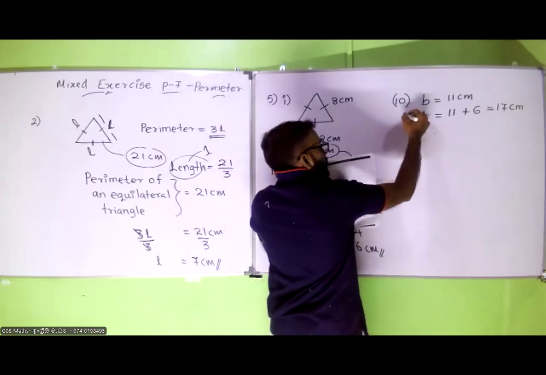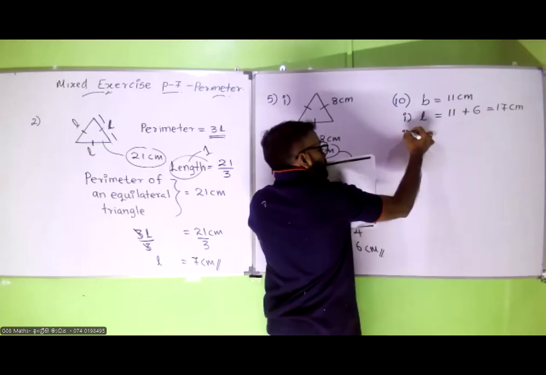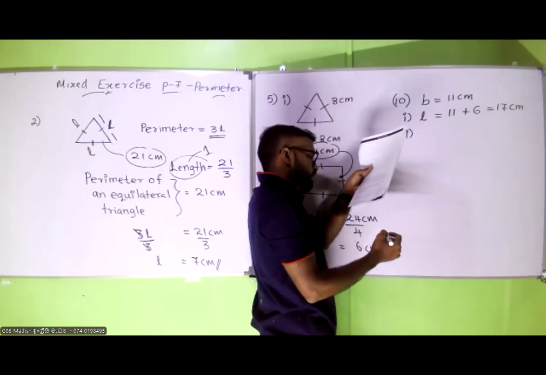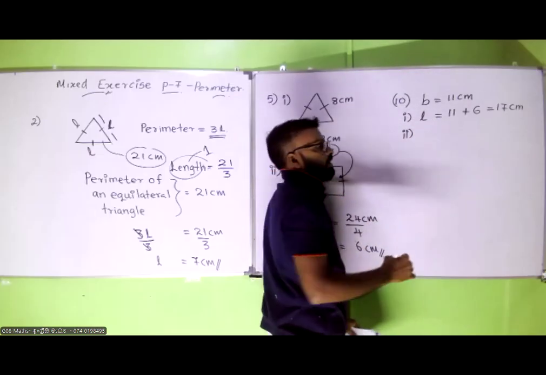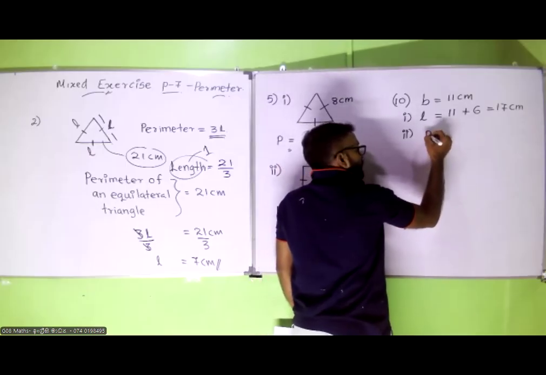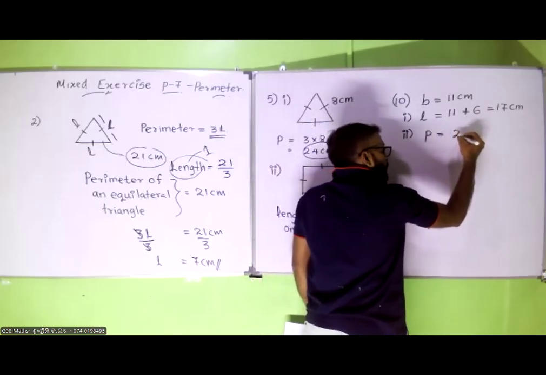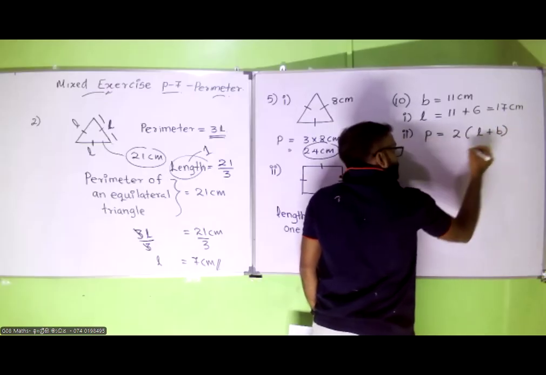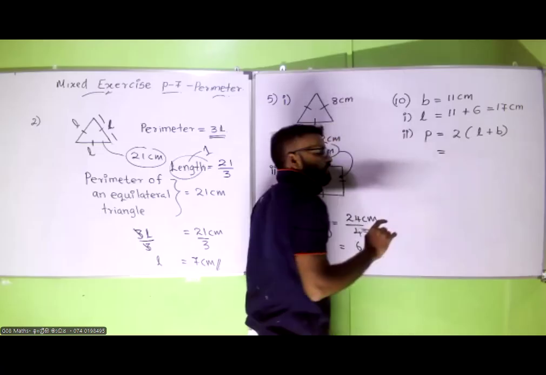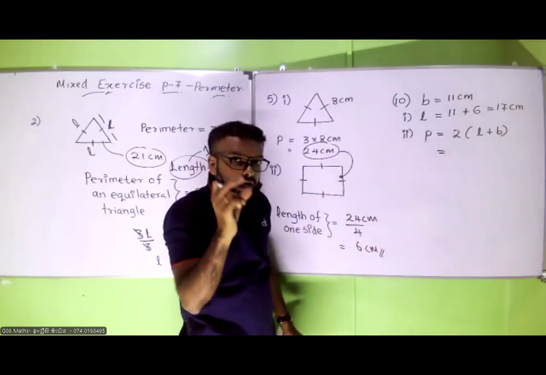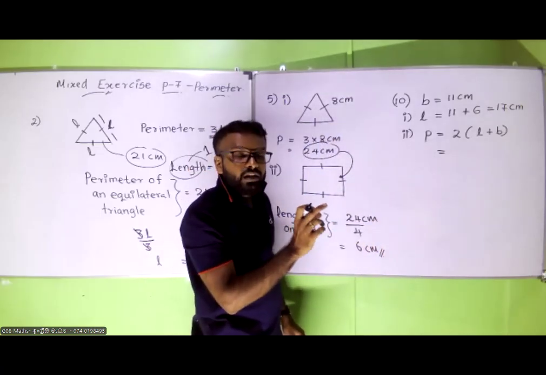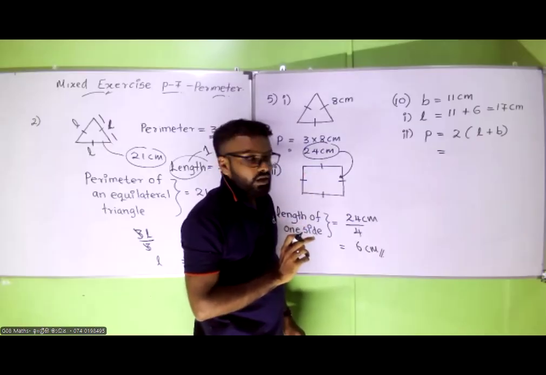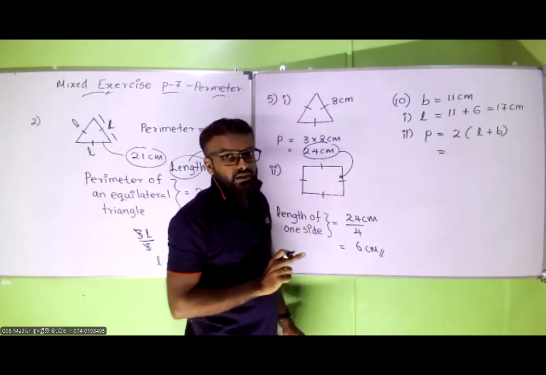So this is the first part. Then they are asking what the perimeter of the rectangle is. You know how to write the perimeter of a rectangle: 2 times length plus breadth. You need to remember that. You can directly apply it in your exam.